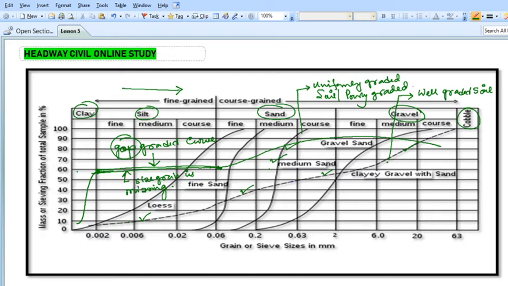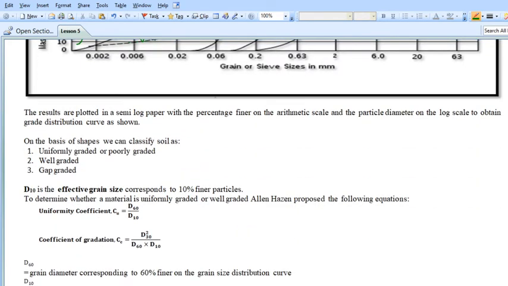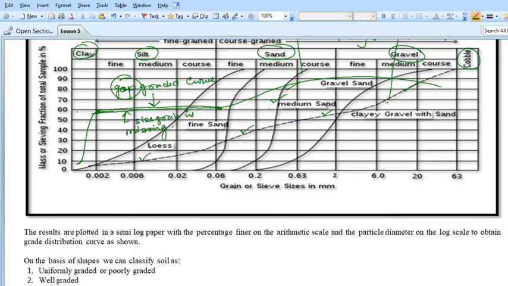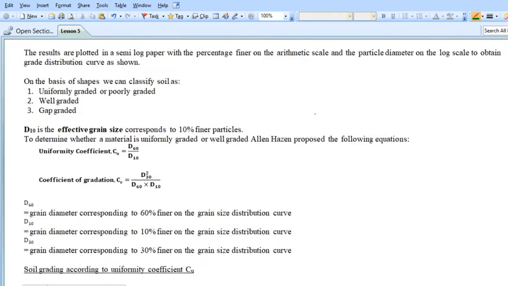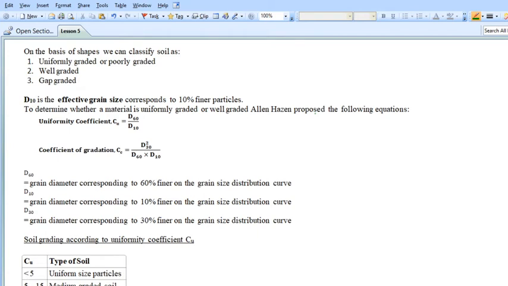So here we have these three classifications. The results are plotted on semi-log paper with the percentage final on the arithmetic scale and the particle diameter on the log scale to obtain the grain size distribution curve. So these are all the grain size distribution curves that we have obtained from this diagram. On the basis of the shapes, we can classify soil as uniformly graded. As I already told you, uniformly graded means same particle size.